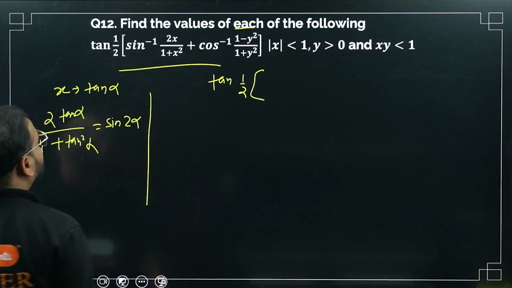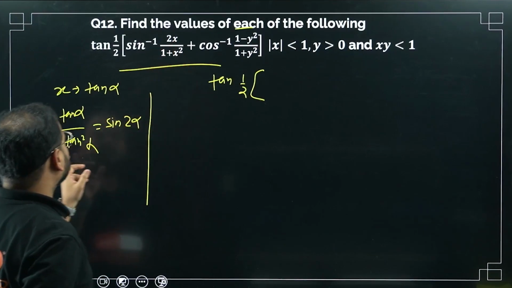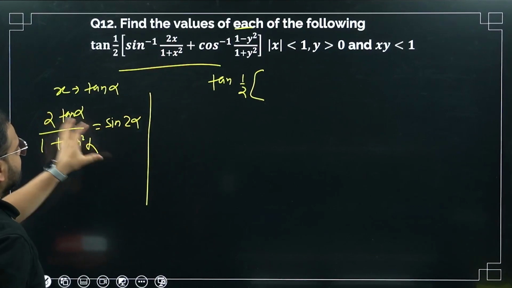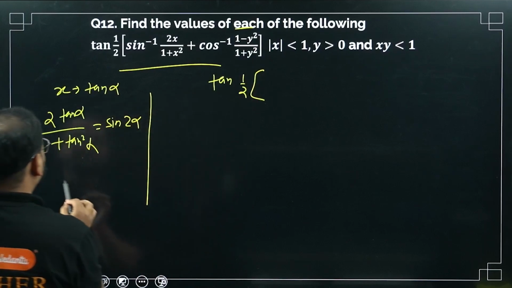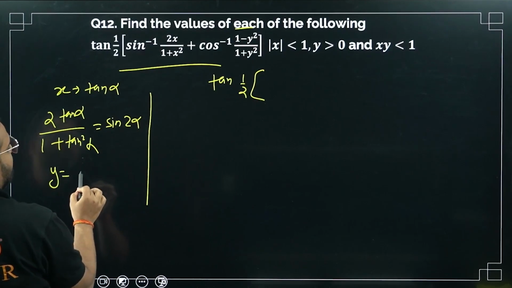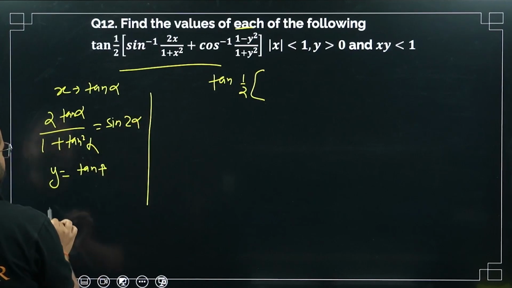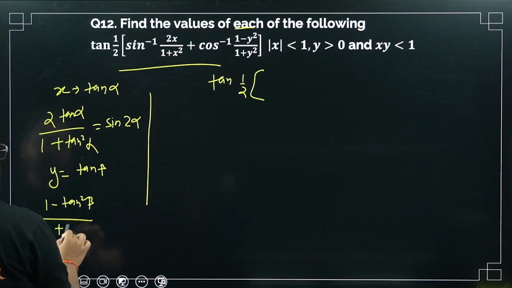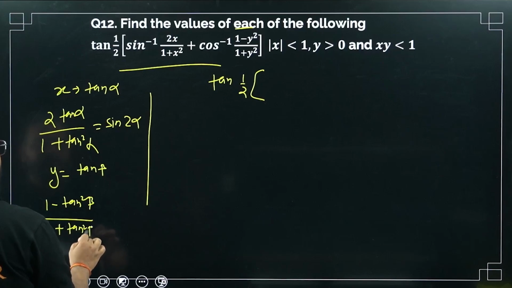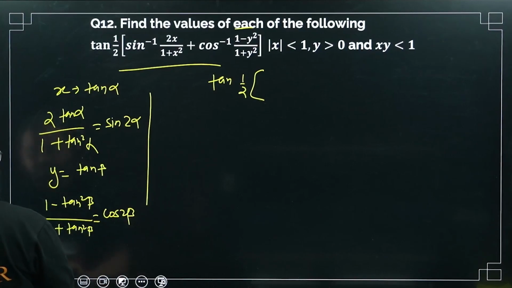Yes, this is the formula. If I take x as tan alpha, this whole thing will become what? 2 tan alpha upon 1 plus tan square alpha. So this is sine 2 alpha. In the same way, if I take y as tan beta, what will that become? It will become 1 minus tan square beta upon 1 plus tan square beta. And how much is this? Simply cos 2 beta. Very important result.